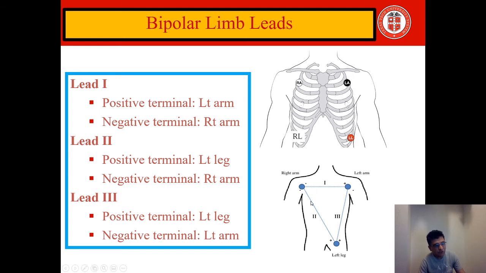Again, if we see lead 2, the positive is on the left foot and the negative is on the right arm. So both the electrodes are recording the difference. So this is again a bipolar one. And the same thing is happening with lead 3. So the idea is that 4 electrodes are placed, 2 beneath each clavicle, 2 below each costal margin. 1 of them is grounded. 3 of them are recording the potential difference for the bipolar leads.